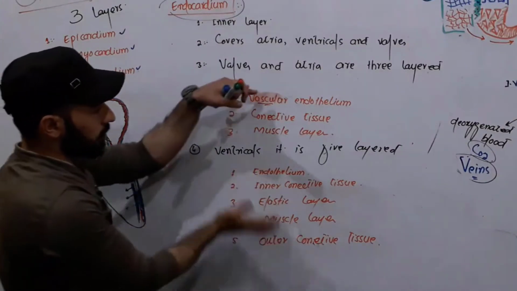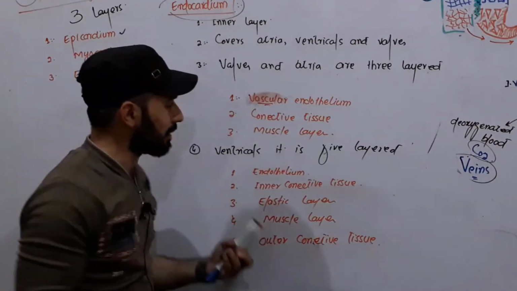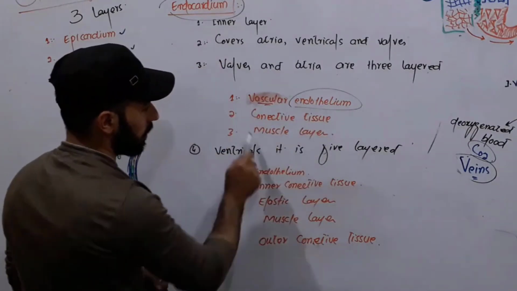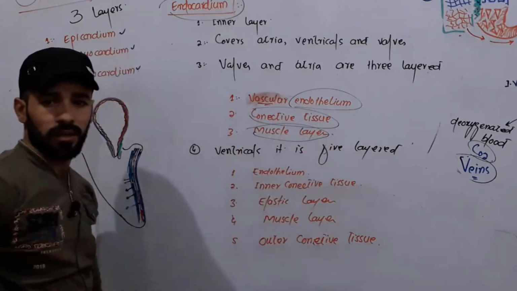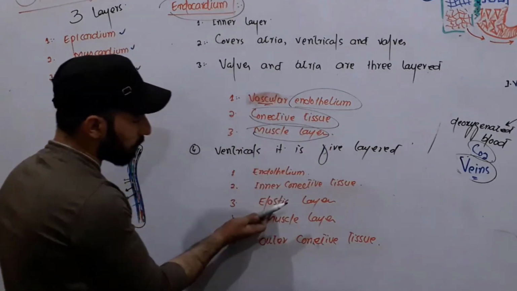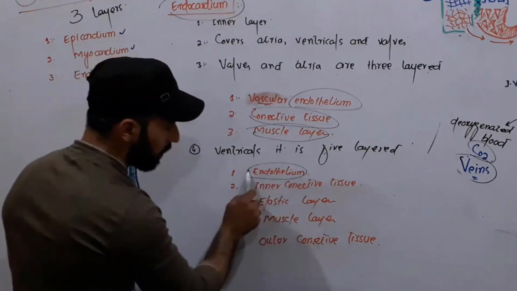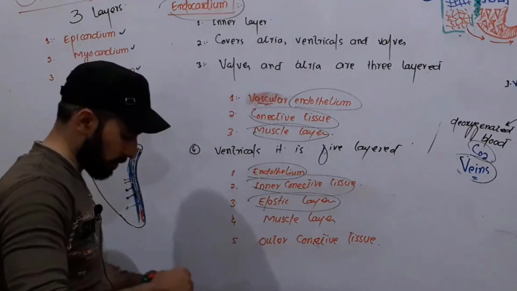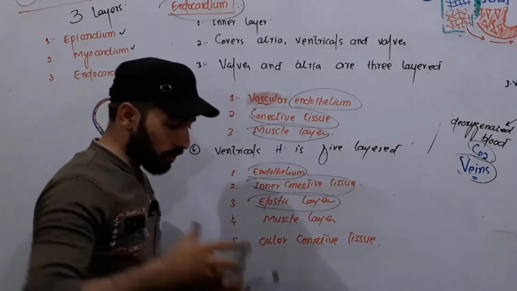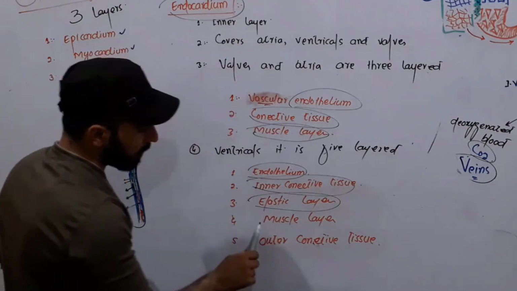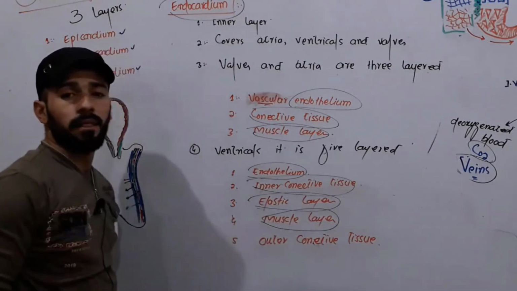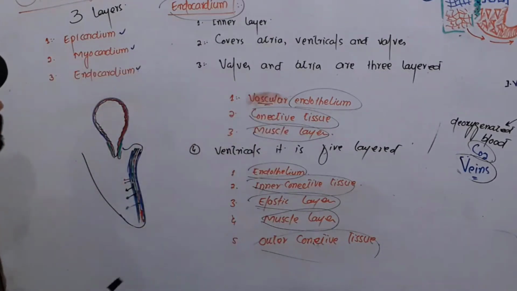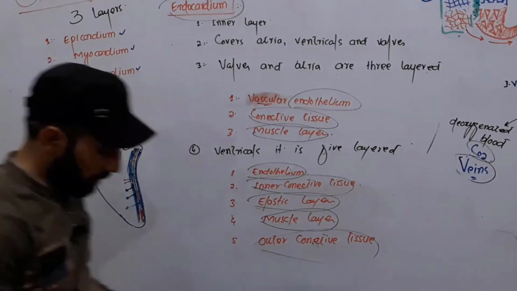Now you can see the composition of this endocardium. Endocardium is composed of endothelial layer, muscle layer and connective tissue layer, right? But in case of ventricles, there are five layers: endothelium, inner connective tissue, and elastic fibers. Why are these elastic fibers present? Because ventricles contract strongly. So for strong contraction of ventricles, there should be a strong muscular layer and a strong elastic layer, right? And then there is the outer connective tissue layer. So friends, this was about the endocardium of the heart.